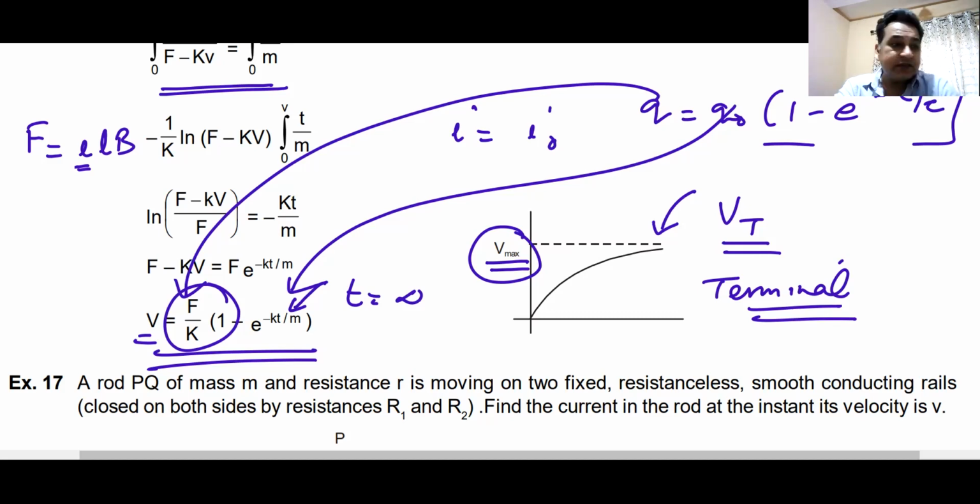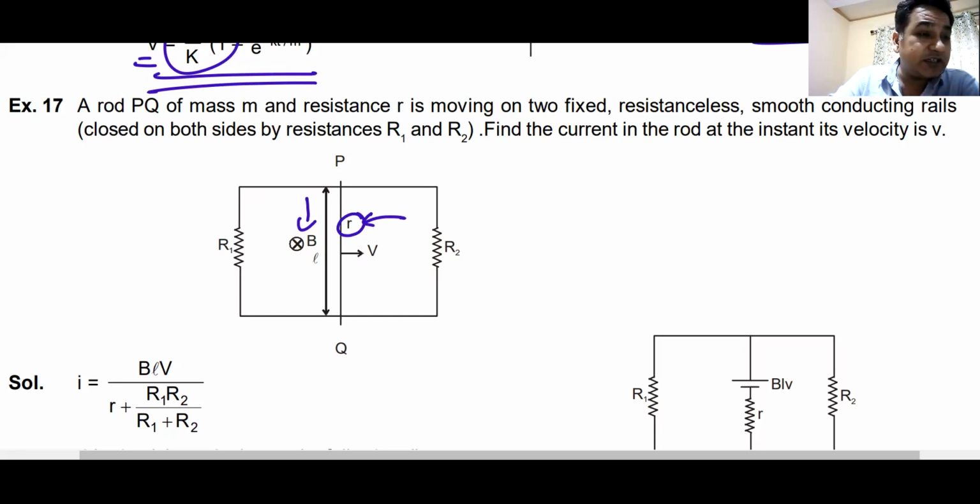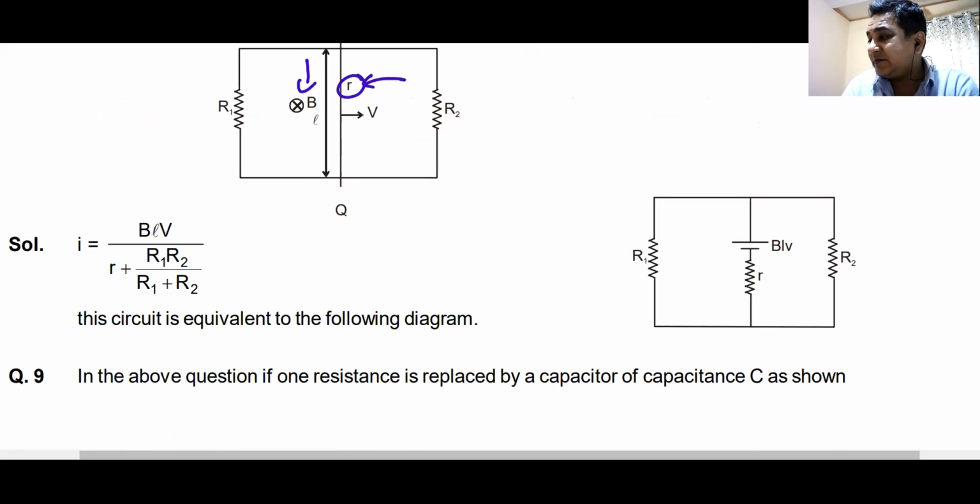So remember, such questions can come in your class, in your exam. This is the question that I was talking about. I gave you this question. Every one of us knows how to solve this. Here, what they have done is they have given the resistance as small r as well. That is how they have changed the question. So their question and my question are pretty similar. Their diagram is like this.